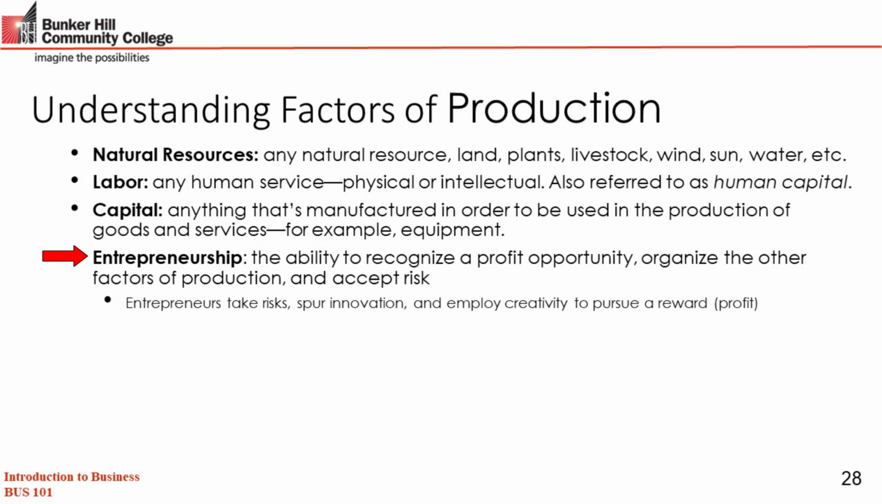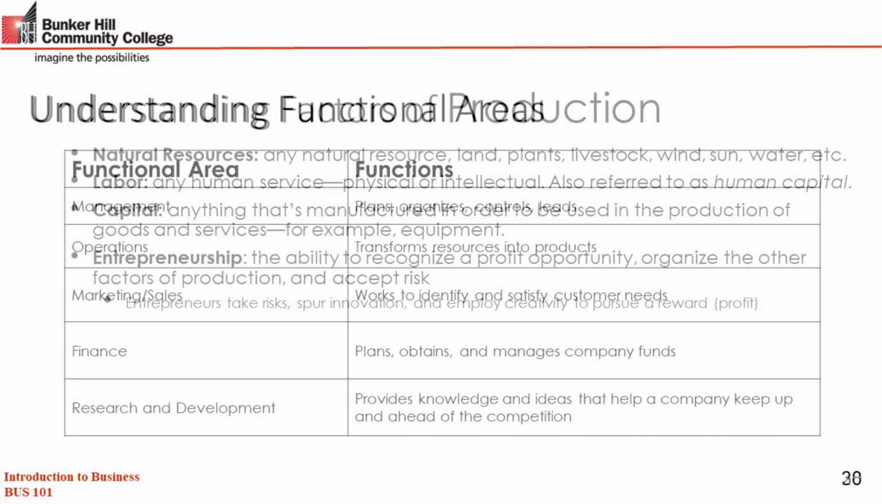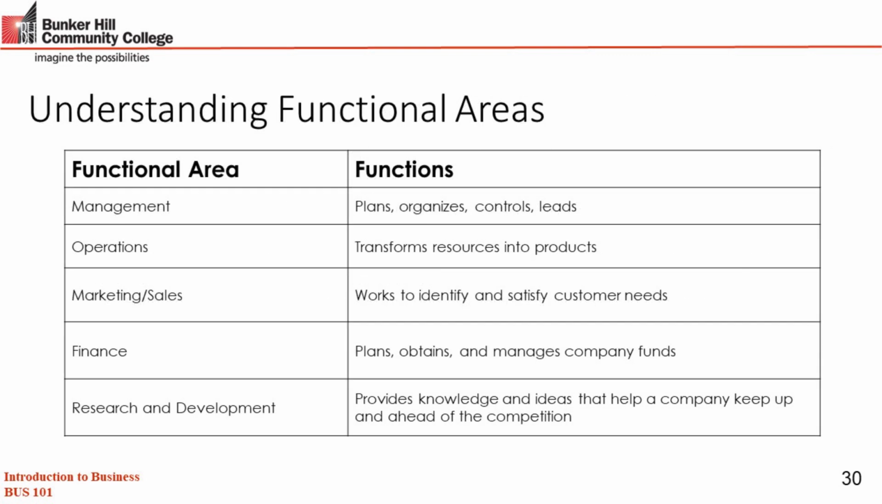So he can either do this as an individual or create a bakery and hire other people to help him out. Functional areas in terms of businesses are usually broken down into management, operations, marketing and sales, finance, and research and development, or R&D. Management is basically what is used by supervisory staff to make sure that actions are planned for, the business is organized in an efficient manner, they control the work that others are doing, and they lead the work that they're doing.